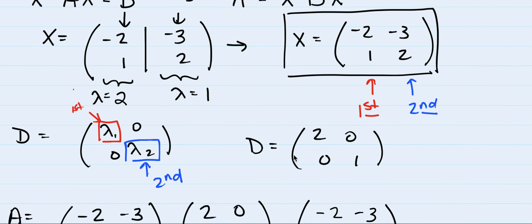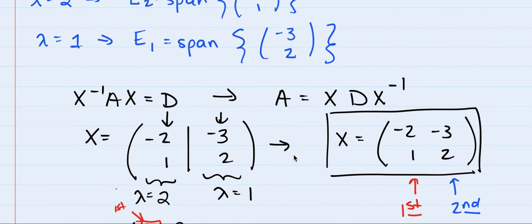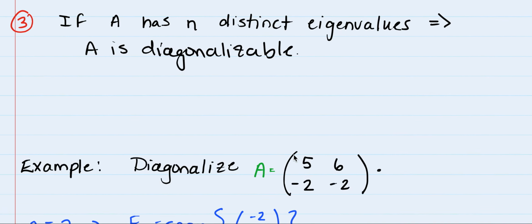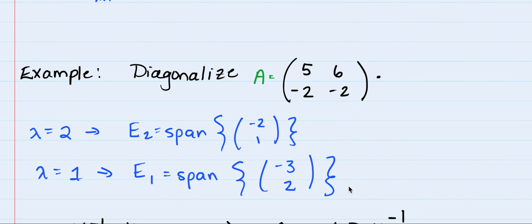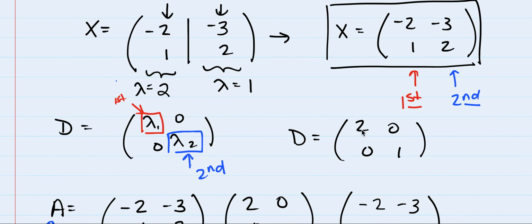And by the way, this was an example of the last fact. The last fact we had was if A, an n by n matrix, has n distinct eigenvalues, then A is diagonalizable. Here, A has 2 eigenvalues. This was a 2 by 2 matrix, so we saw that it was diagonalizable, and we were able to just put the eigenvalues here. I want to look at an example where we don't have n eigenvalues, and I want to show you that this particular matrix is diagonalizable and how to handle this.